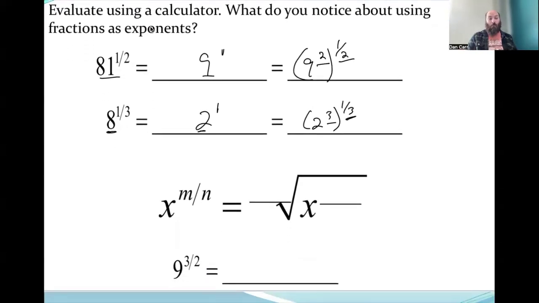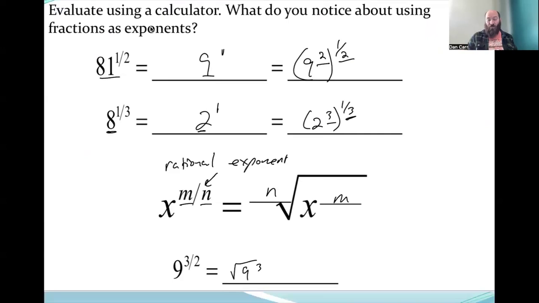But here's the big idea. If I have a rational exponent, that's what this is called, it's a rational exponent, so it's got some kind of a fraction to it. The denominator is always going to be my root number on the outside, and my numerator is always on the inside, or it goes with the x. So if I want to rewrite 9 to the 3/2, that is the same as the square root of 9 to the third power.